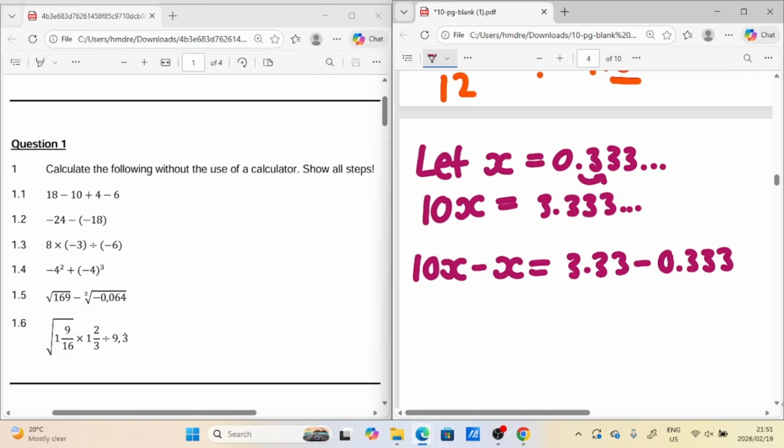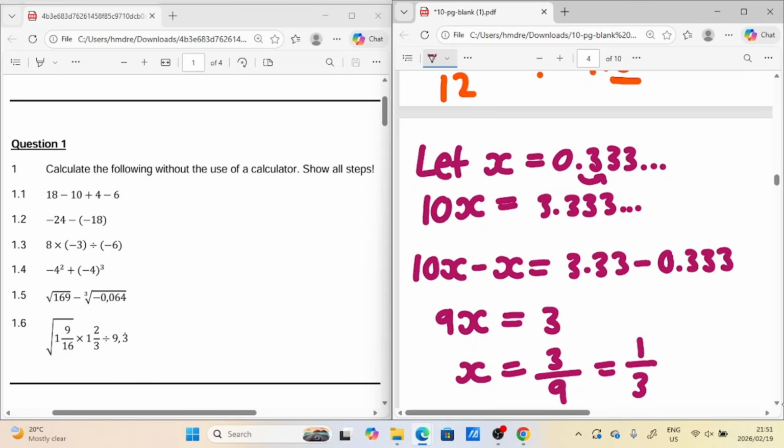Then 10x take away x is 9x, is equal to 3.333 take away 0.333. All we're going to be left with is the 3. So x is equal to 3 over 9, which you can simplify and say that is 1 over 3. You just divide both the top and the bottom by 3.